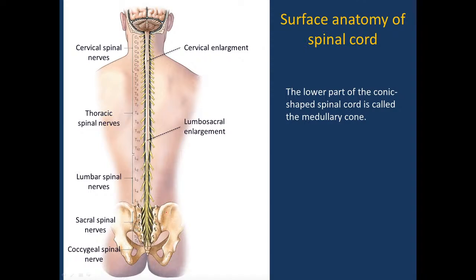The lower part of the spinal cord has a conic shape. We call it the medullary cone, or Conus medullaris in Latin. This is a quite small part, the lowest part of the spinal cord, and we call this the Conus medullaris.